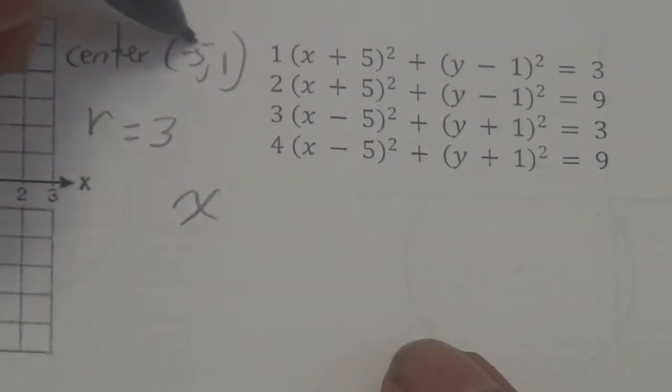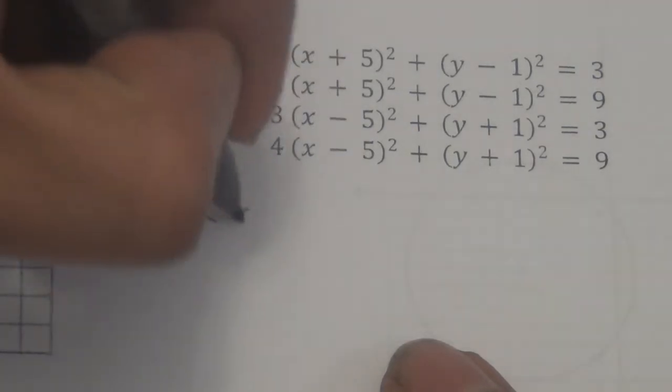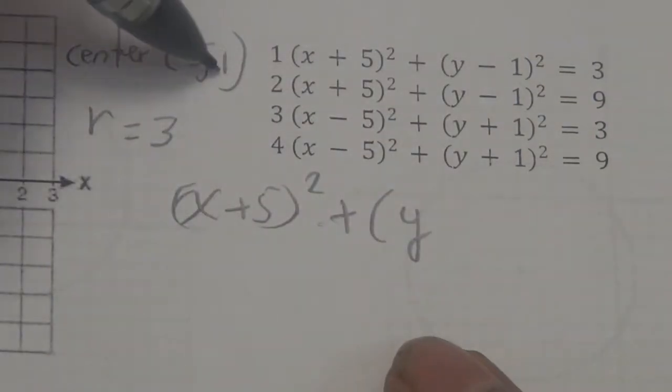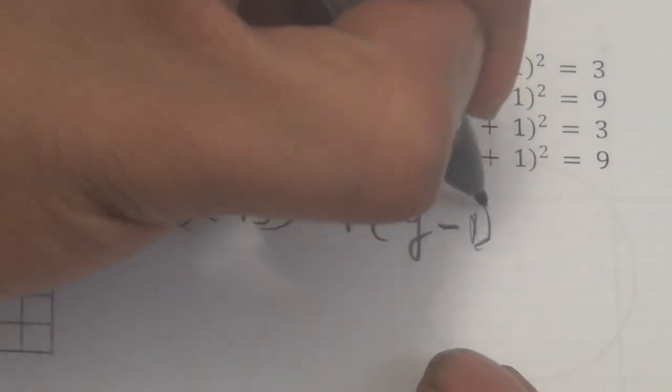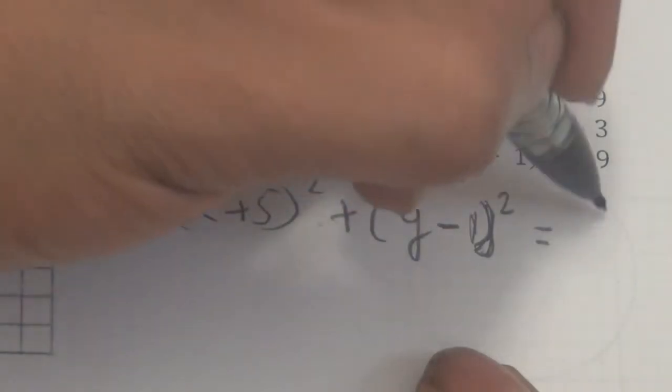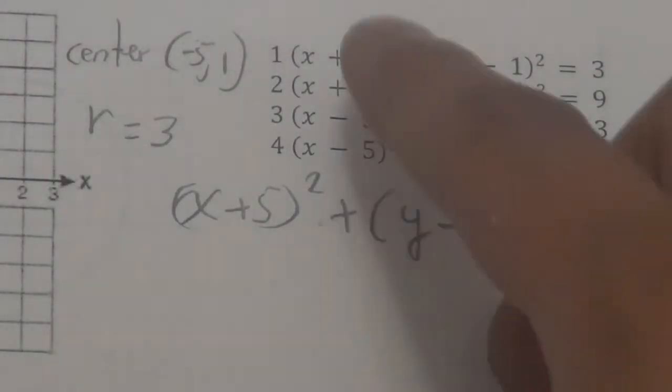So x plus 5, because this is a -5, so it's going to be the opposite. Plus 5 squared, plus y, and what is the opposite of this? -1, right? So y minus 1 squared equals the radius that we found. Well, the radius was 3, so this is r squared, which is 9. Okay, so from this you can make your own choice.